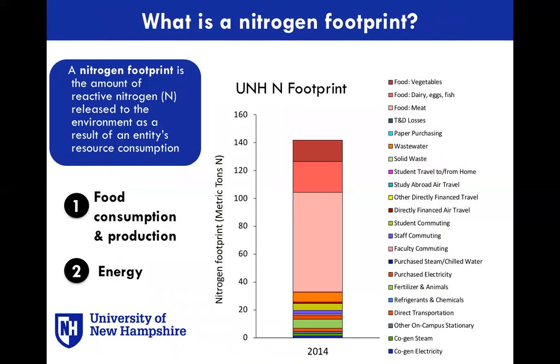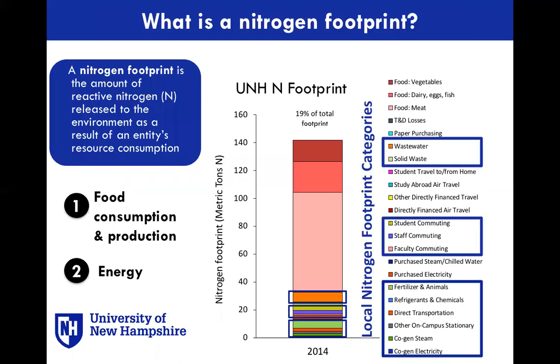So taking a step back, what is a nitrogen footprint? It is the amount of reactive nitrogen released to the environment as a result of an entity's resource consumption. The two main drivers of this include food consumption and production, as well as energy. And as you can see here, all of the local nitrogen footprint categories pertain to energy. And from a 2014 baseline, this encompasses about 19% of the total nitrogen footprint.